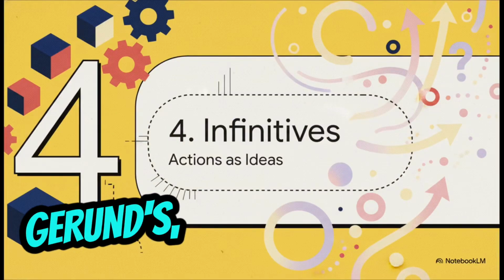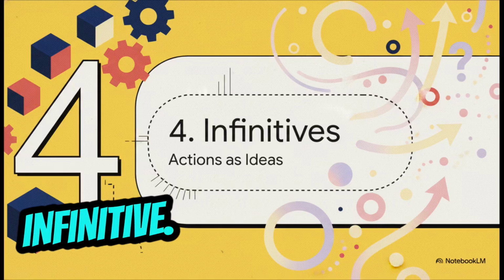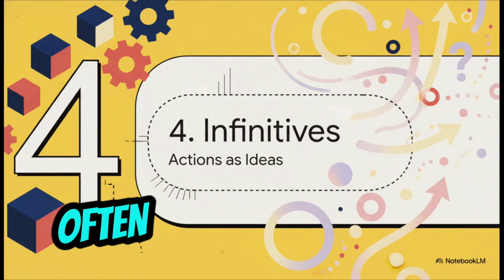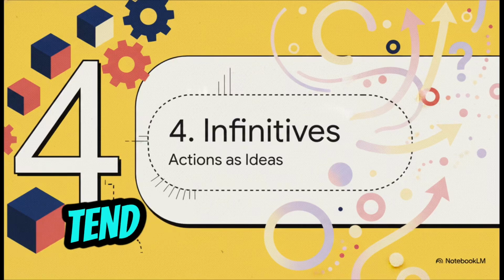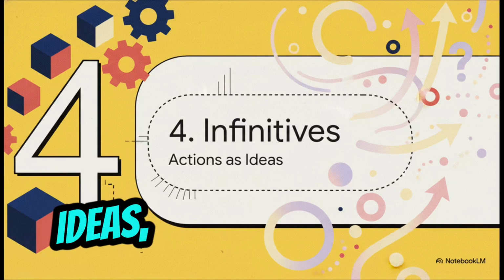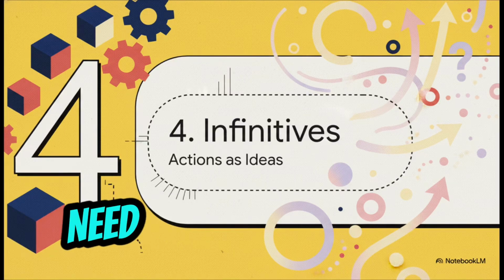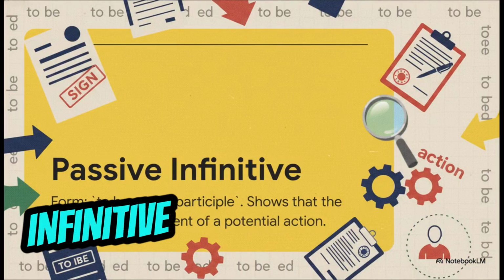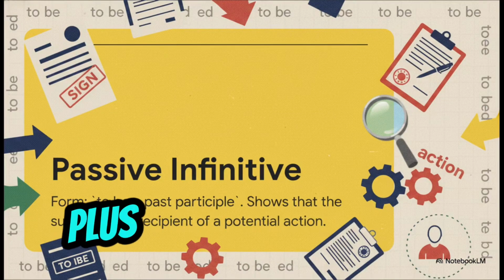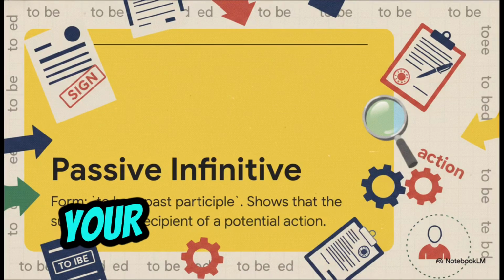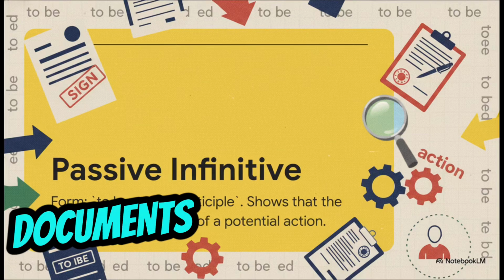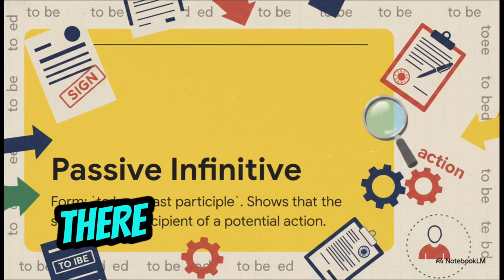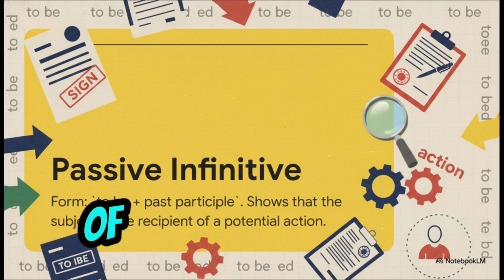Okay, so from gerunds, we move to their close cousin, the infinitive. Now, if gerunds often treat actions like concrete things or experiences, infinitives tend to treat them more like abstract ideas, possibilities, or things that need to happen. The passive infinitive is formed with to be plus a past participle. This is your go-to when you're talking about something that needs to get done to the subject. In "the documents need to be signed," the documents aren't doing a thing. They're just sitting there, waiting to receive the action of signing.